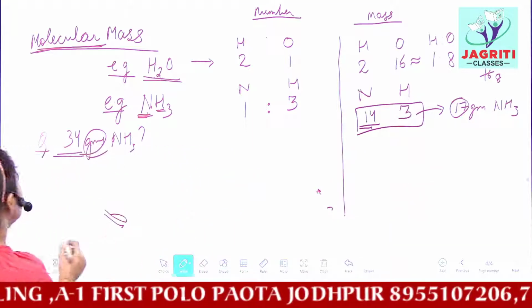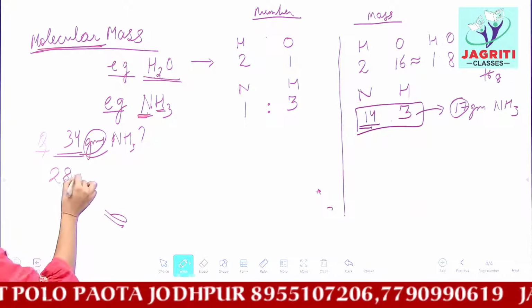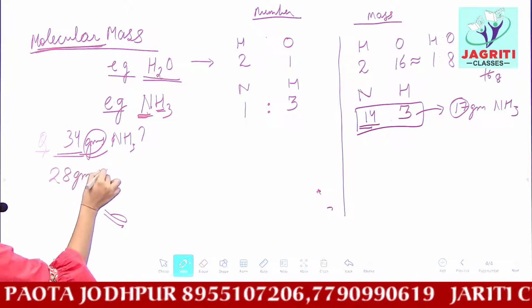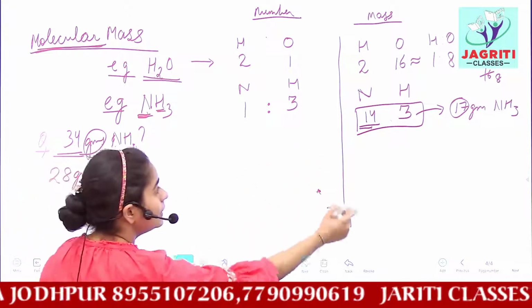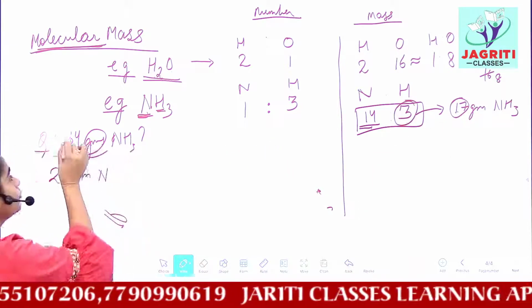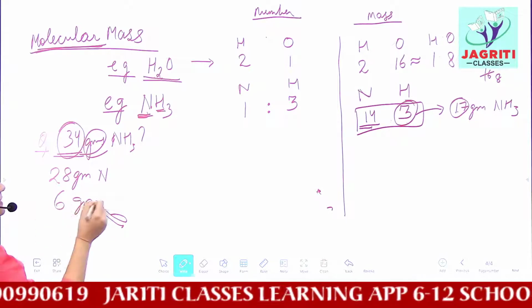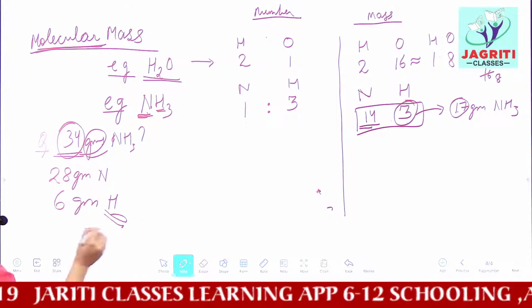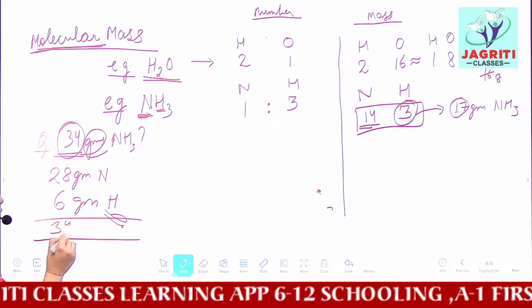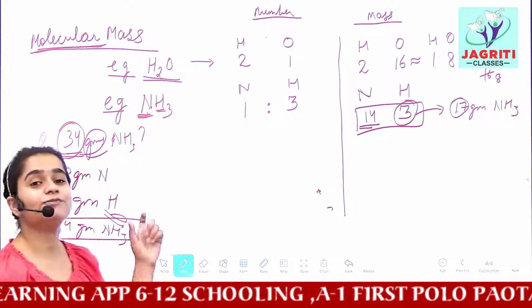That is, double of 14 is what? 28. So you will have to take 28 grams of nitrogen combined with, here for 17 grams we have 3 grams hydrogen. So for double the amount of hydrogen, we would have 6 grams of hydrogen. So this would give us about 34 grams of NH3. So this is what we find, molecular mass.